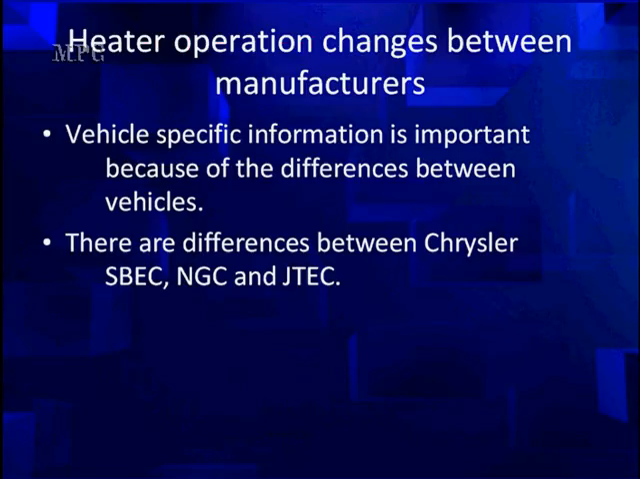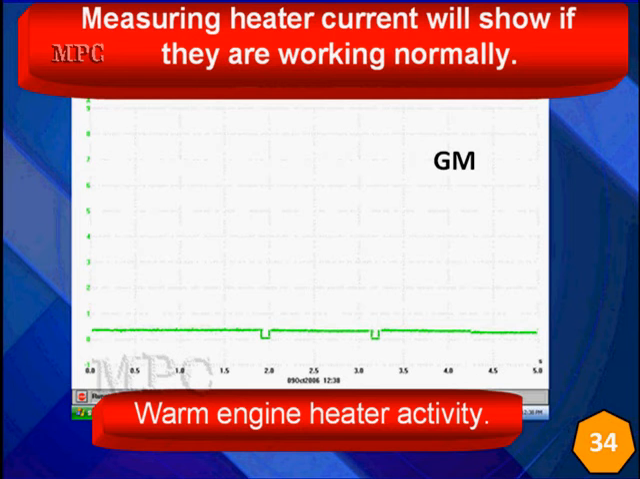Now, the heater operation changes between manufacturers. Vehicle-specific information is important because there are major differences. I'm going to show you using Chrysler between S-Spec, Next Generation Controller, and JTEC, Jeep Truck Engine Controller. Now, here is a GM heater warming up. As you notice, we first started to turn it on.